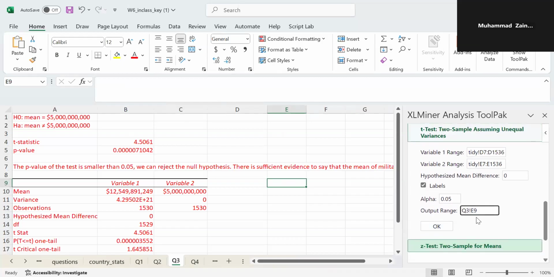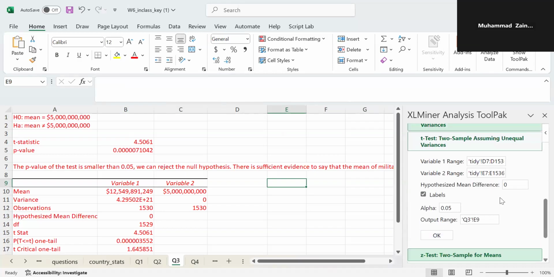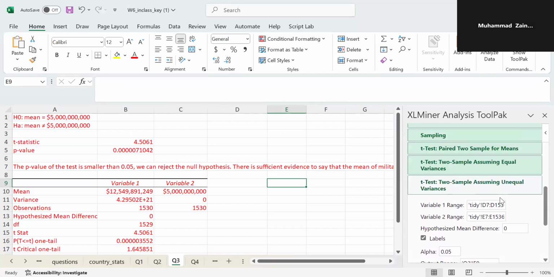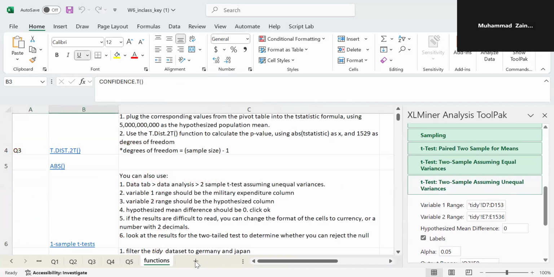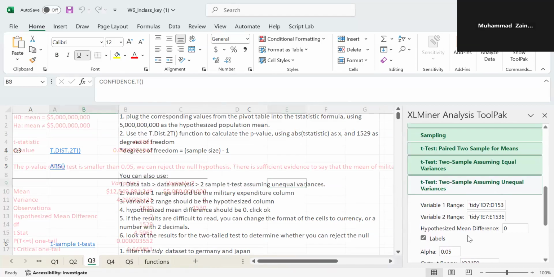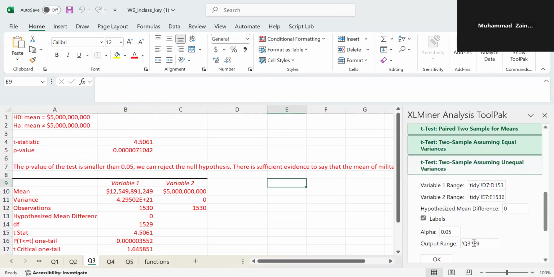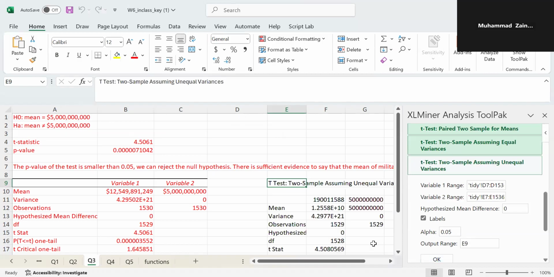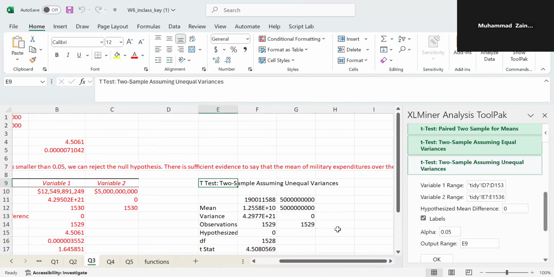Okay. That's weird. Let's see. See if I'm doing something wrong. Yeah. So you're already on the sheet, so you don't have to give the sheet name.